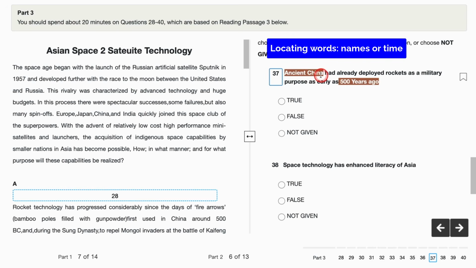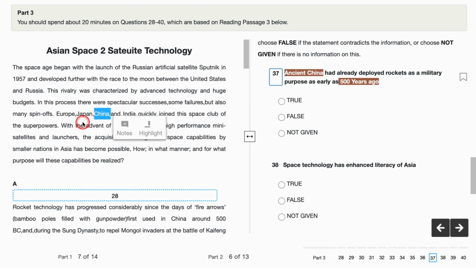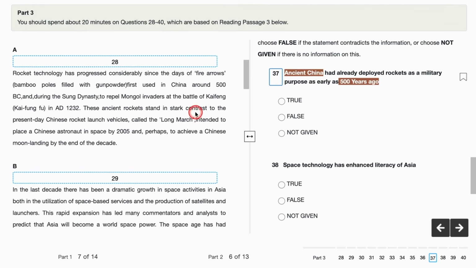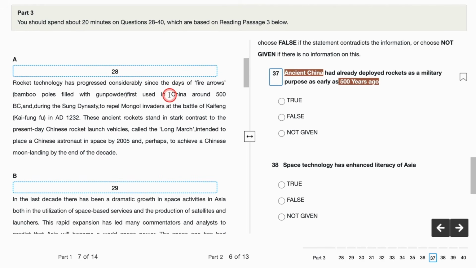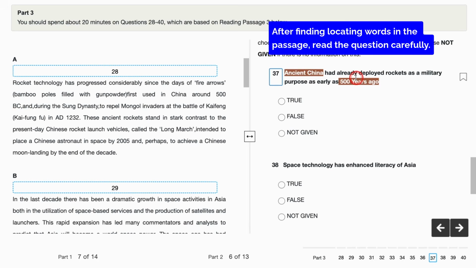It's about ancient China. The first paragraph does mention China, but this part has nothing to do with this question. This part is not about ancient China, and it doesn't mention this time, so we are not going to read the first paragraph. The answer is in paragraph A. As you can see, here it mentions China around 500 BC. China around 500 BC is ancient China, right? And 500 BC looks the same as 500 years ago.